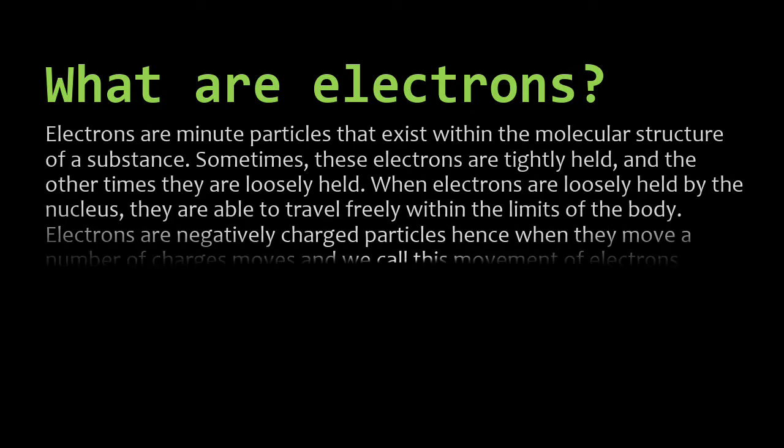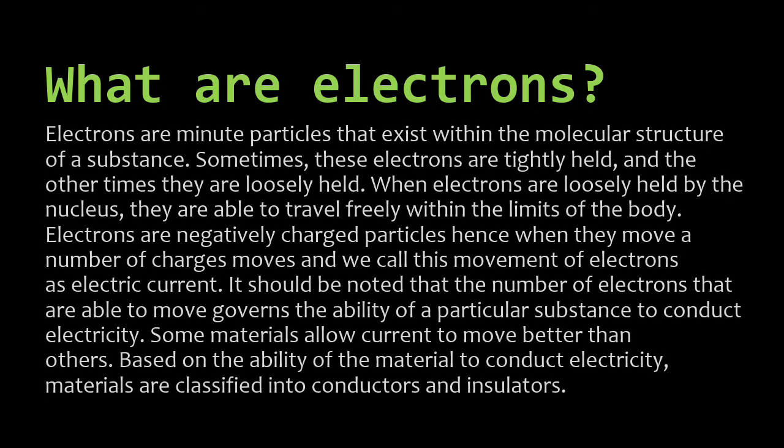What are electrons? Electrons are minute particles that exist within the molecular structure of a substance. Sometimes these electrons are tightly held and other times they are loosely held. When electrons are loosely held by the nucleus, they are able to travel freely within the limits of the body. Electrons are negatively charged particles, hence when they move, a number of charges move, and we call this movement of electrons as electric current. It should be noted that the number of electrons that are able to move governs the ability of a particular substance to conduct electricity.